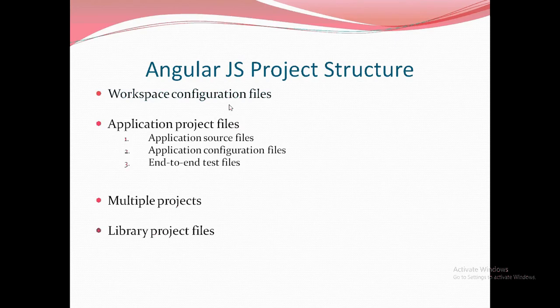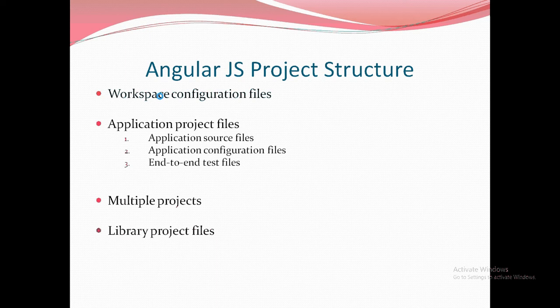So, in an AngularJS project structure, there are multiple types of configuration files depending upon the project. First is the workspace configuration file. Second is application project files. In application project files, again there are application source files, application configuration files, and end-to-end test files. Then the next one is multiple project files. If you have multiple projects, then it would have multiple project files, and the fourth one is a library project file. So we'll go through all of them practically.